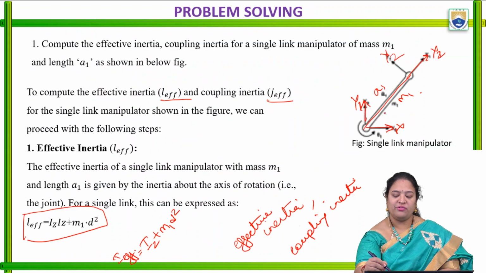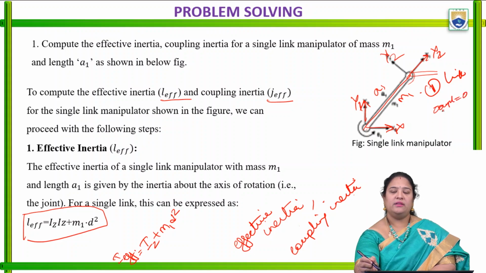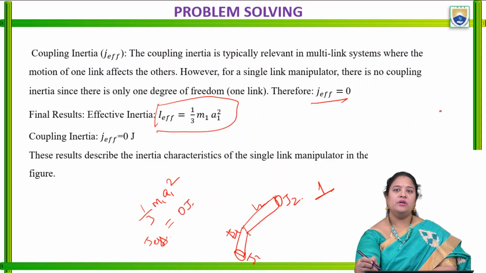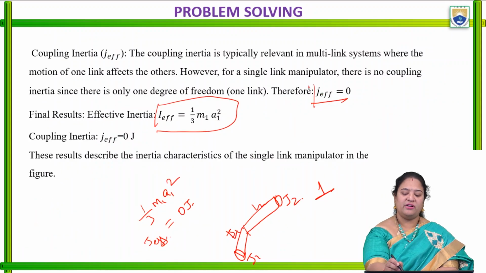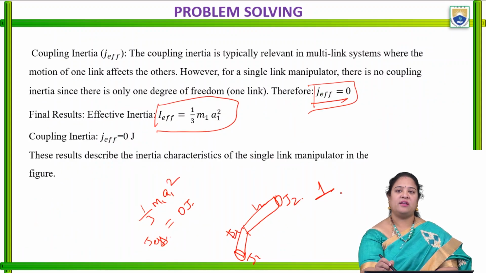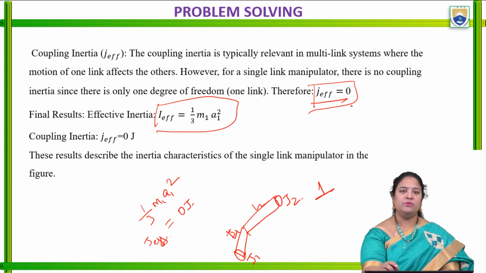In this problem, what we have done is we have considered only one link. So when we are considering only one single link, there is no coupling, right? If we had another link, there would be a coupling and we would be getting some other value. Since there is no coupling, the coupling value will be equal to 0. That is what we have written here: J effective with respect to the coupling is equal to 0.